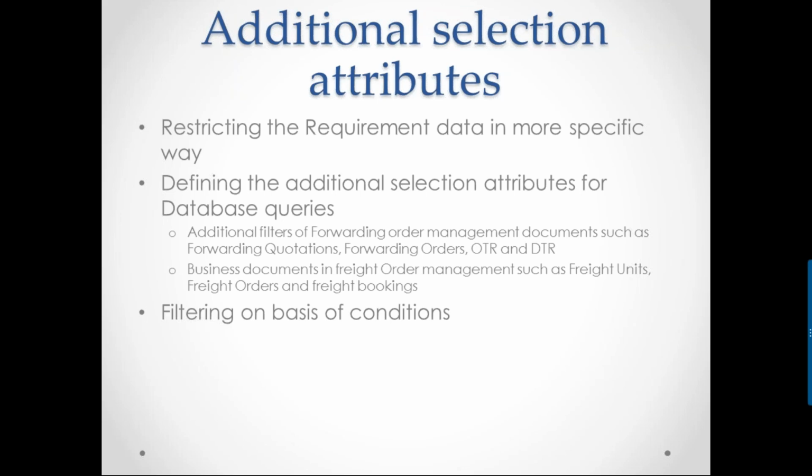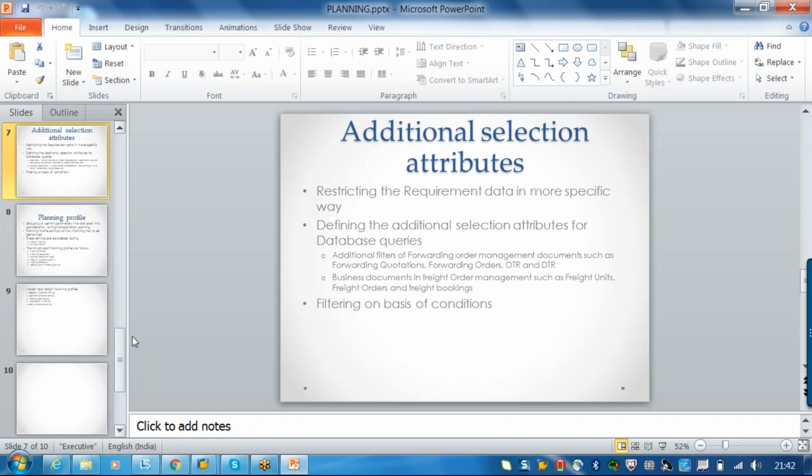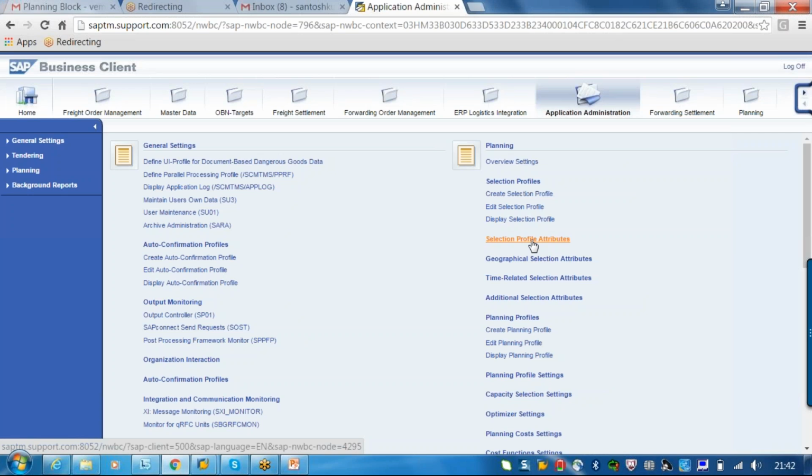I'll just show you the planning run here. We can come to the planning run from the NWBC application administration. So we will have the plan. In the planning run, we will have the selection profiles. Create selection profile. In the selection profile, first of all, I will show you how to create the time related one. We have to maintain the request here. So let's take one. I will put TM underscore SP selection profile underscore one.